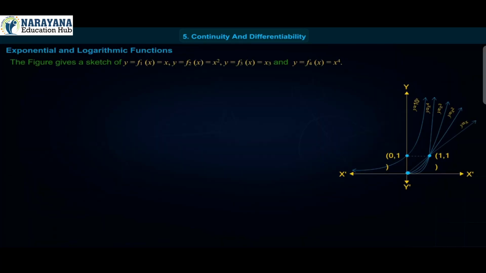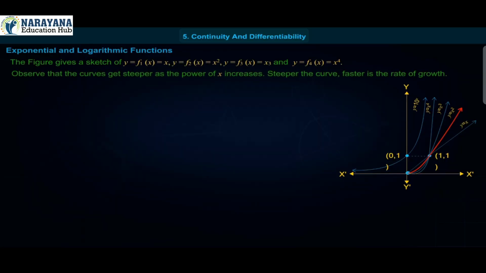Exponential and logarithmic functions. The figure gives a sketch of y is equal to f1 of x is equal to x, y is equal to f2 of x is equal to x square, y is equal to f3 of x is equal to x cube, and y is equal to f4 of x is equal to x raised to 4. Observe that the curves get steeper as the power of x increases. Steeper the curve, faster is the rate of growth.